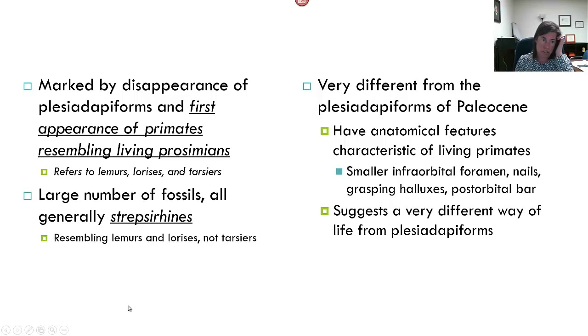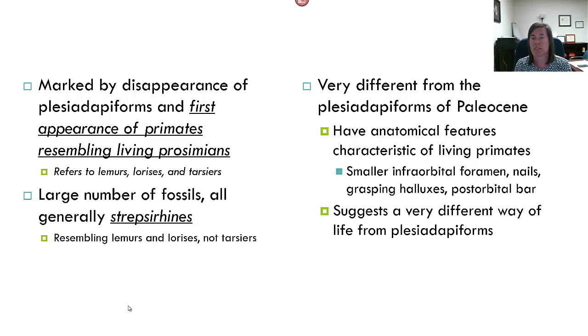As I noted earlier, the Eocene is marked by the disappearance of plesiadapiforms, as well as the first appearance of primates resembling living strepsirhine primates, living prosimians. So we have lemurs, lorises, and tarsiers all starting to appear during this Eocene epoch. We see a large number of fossils, all generally strepsirhines, from this time period.